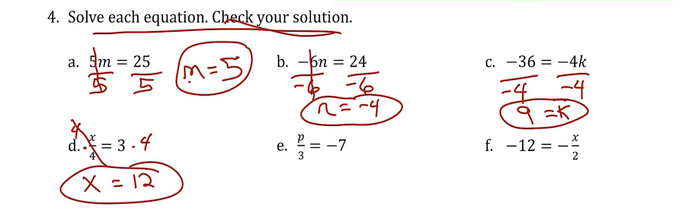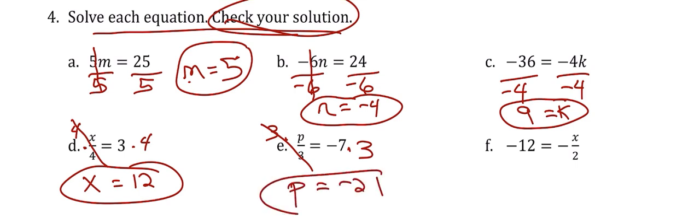And by the way, you can check any of your answers like it said here and make sure that it works, but believe me, it will. We're doing them all correctly. Okay, this time we're going to multiply both sides by 3 to get the p alone. The 3's cancel because 3 over 3 is 1, so we simply have p equals negative 21, and we're done.